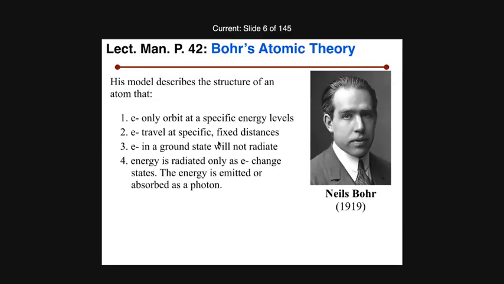Okay. And the electron will only change state from a higher state to a lower state, or from a lower state to a higher state, when energy is involved, and that energy that is being emitted or absorbed, we call a photon. Okay, and it's going to radiate only when it is going from a higher energy level to a lower energy level.